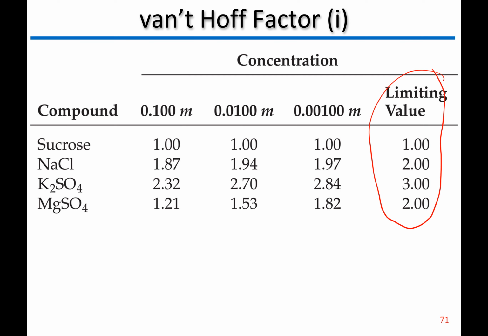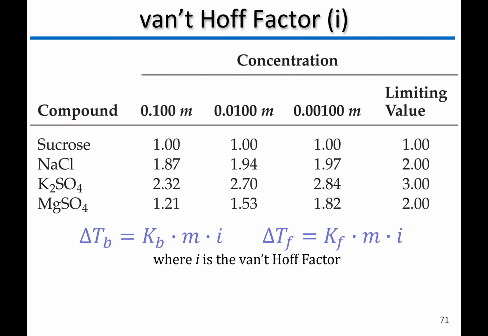Sucrose has a van 't Hoff factor of 1. Something like potassium sulfate has a van 't Hoff factor of 3, because it breaks into 3 ions. So if a question asks you to assume ideal behavior for the van 't Hoff factor, you would go with that ideal value. So how does this affect our equation?